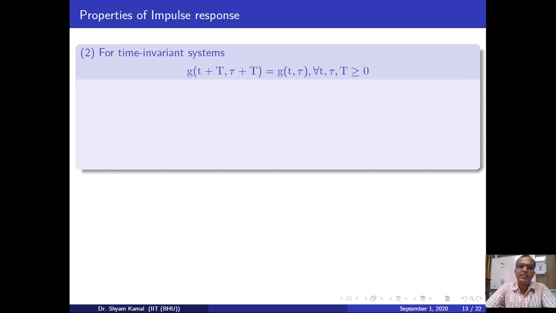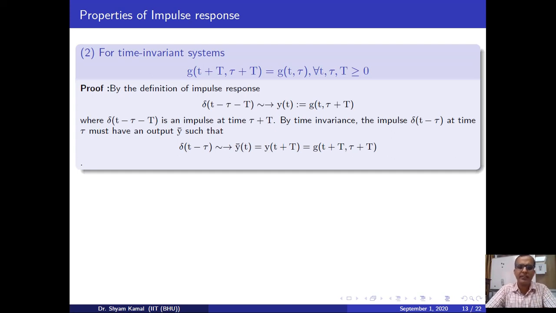Now let us try to see what the meaning of a time invariant system is. In a time invariant system, if you shift both arguments of the impulse response g by t, you are getting the same expression, and the proof is again very simple from the definition. So whatever impulse response, I am going to calculate the impulse response at t equal to t, and now whatever tau, that is replaced by tau plus t, and we know that the system is time invariant.